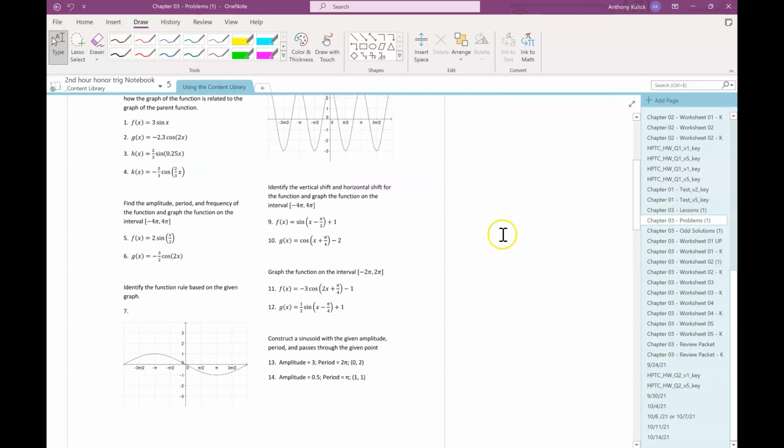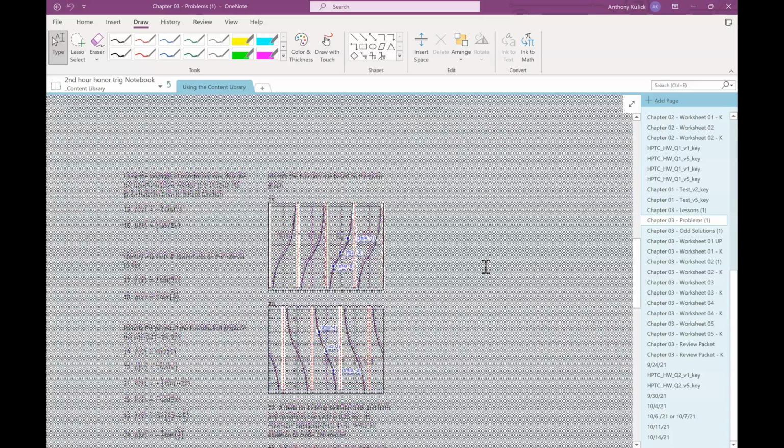On the homework files, can you do number 19? Certainly.